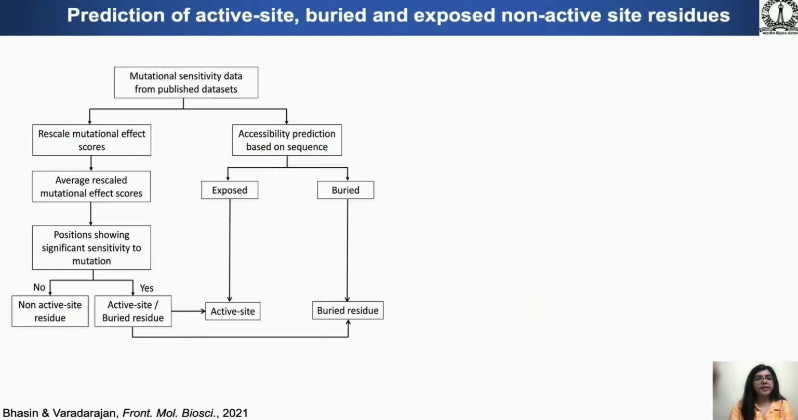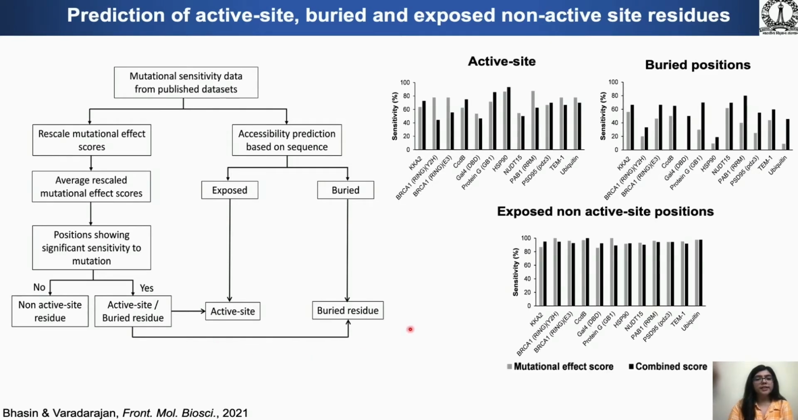Taking this idea ahead, we utilize the information from the mutation sensitivity data of published datasets for the prediction of active site, buried, and exposed non-active site residues. We combine the scores of the mutational effect with the accessibility prediction based on the sequence. Thus, we could identify the active site and the buried residues. The active site residues gave quite good results with respect to specificity and accuracy, and they could be segregated from the buried positions. Also, we could clearly discriminate the exposed non-active site positions.